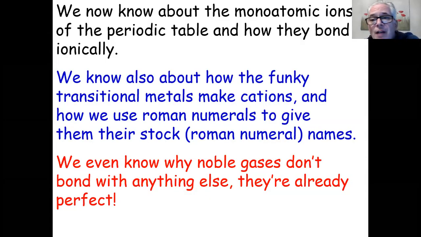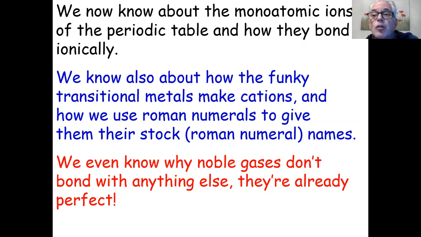We know about monoatomic ions. Group 1, positive 1 ions. Group 2, positive 2 ions. Aluminum, positive 3 ion. We know about the transitional metals. Some of them make more than one kind of ion, more than one kind of cation. We have to use the Roman numerals. Some of them only make one kind of cation. We don't use the Roman numerals. And we even know noble gases don't make any ions.